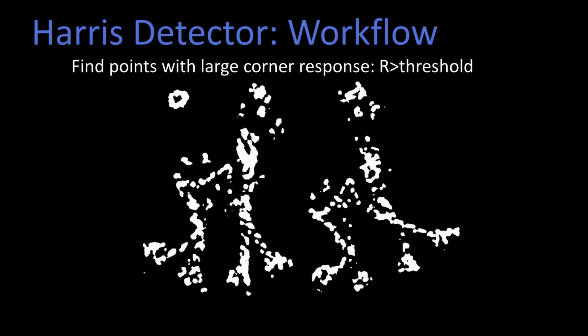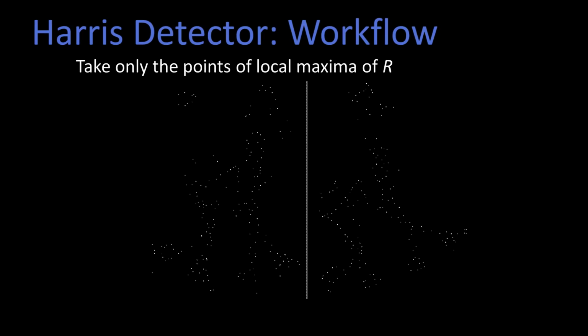Then we do that trick of the non-maximal suppression, right? So we only keep points that are locally higher in value than anybody else. And this is probably pretty hard to see. Megan helped a little bit by putting this line down the middle. So there's this constellation of points on the left and the right.